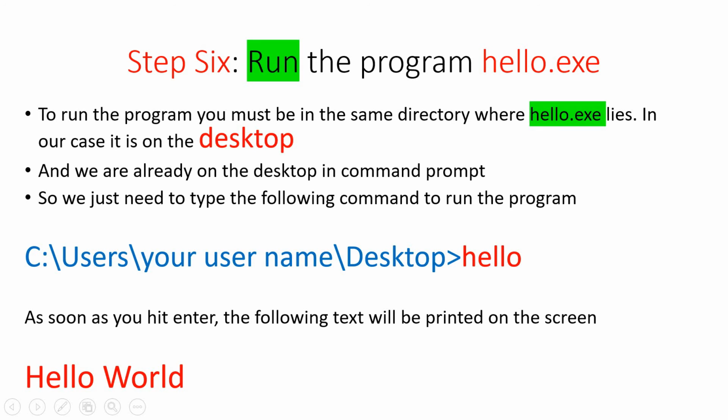To run this file, you must be in the directory where your hello.exe file lies. Because our hello.exe file was created on the desktop and we were already on the desktop, we just needed to type the name of the file and hit enter. If you're not in the directory of hello.exe, then you will have to go to the desktop directory, or to the directory where you have saved that file, using the cd command.